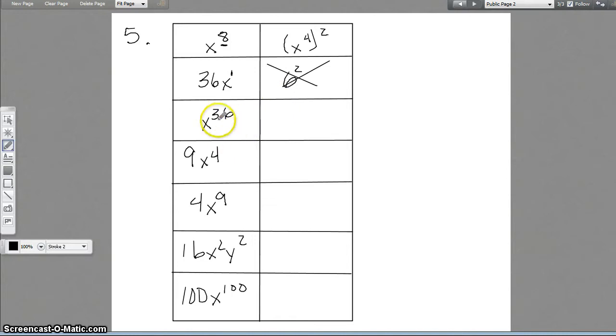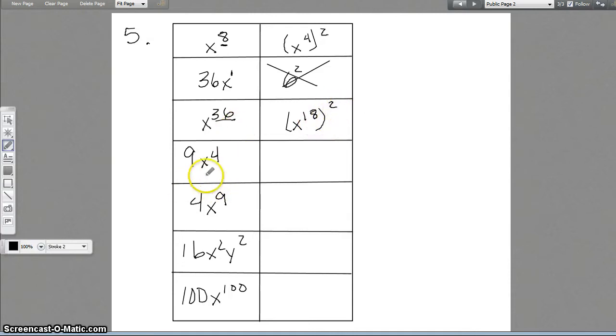Okay, x to the 36. This is an even power, so this can be done. x to the something power, and we're going to square it. Remember, when you're raising a power to a power, we multiply the exponents. What do we have to multiply by 2 to get 36? That would be 18. So x to the 18th and then raised to the second power is x to the 36th.